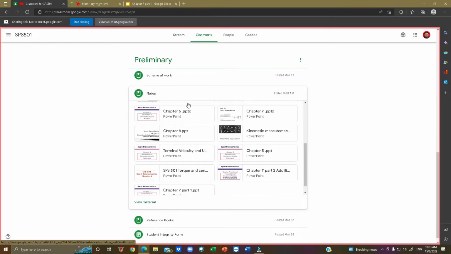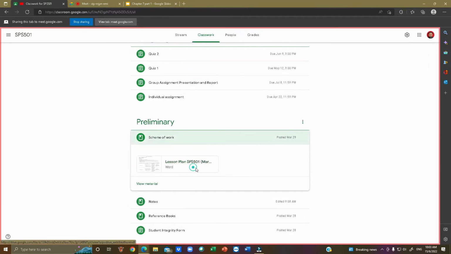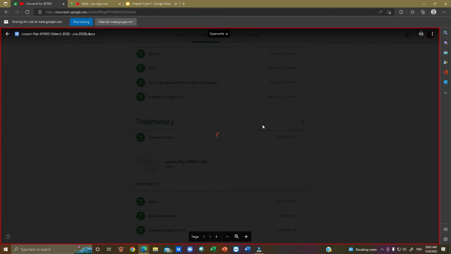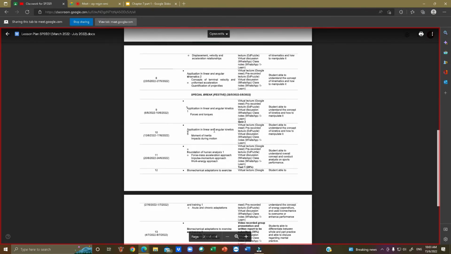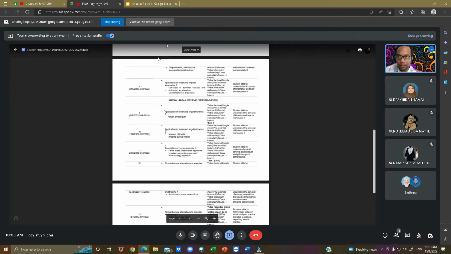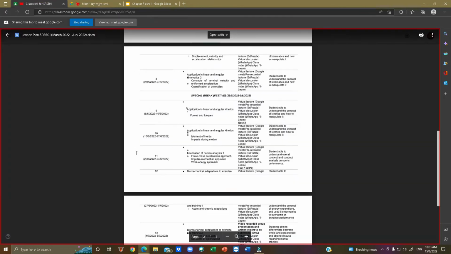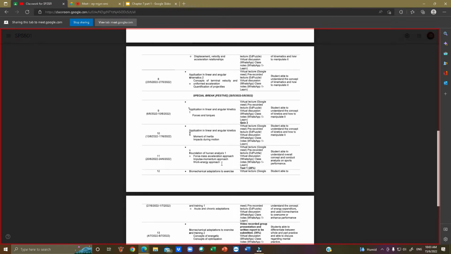Okay, so if we take a look at our scheme of work, our lesson plan, we are now at week number 10. Okay, kita dekat sini. Right, this topic we have discussed, so we are quite fast according to plan lah. We are week 10, tapi hari ni kita akan masuk topic for week 11.